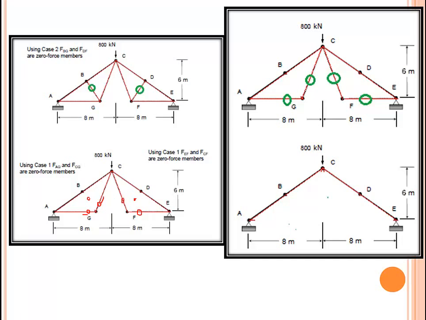So you can see here in the figure, this one is 0, this one is 0, this one is 0, and this one is 0, which means our truss becomes like this. So we need to analyze or find the member force in AB, BC, CD, and DE. These are the only members carrying the load, transmitting the load of 800 kN to the supports. Other members are there just to make the truss stable.